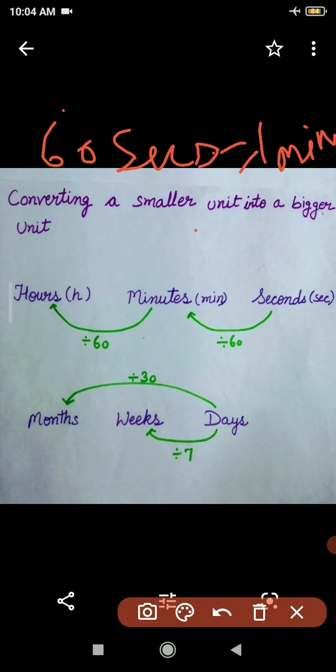Now see this relation. Here we have given months, weeks, days. If we want to convert days into weeks, then we divide by 7. If we want to convert days into months, then we will divide by 30.